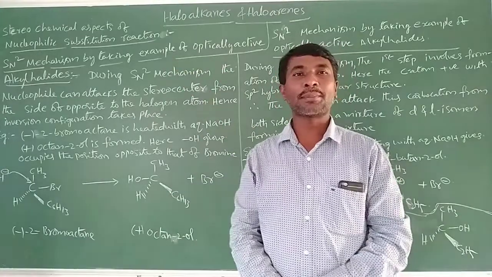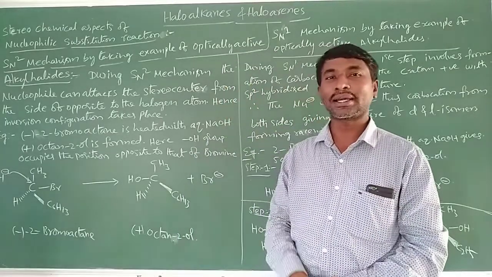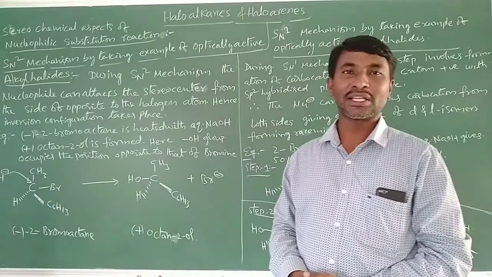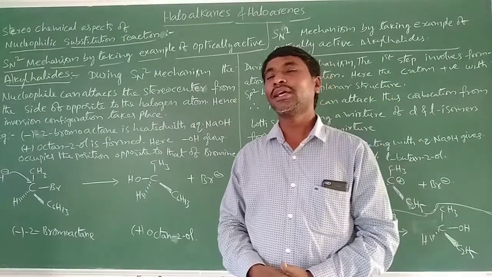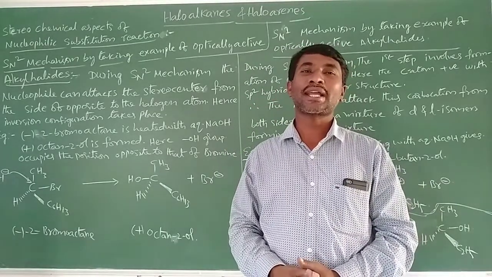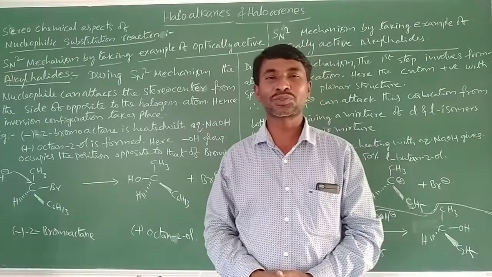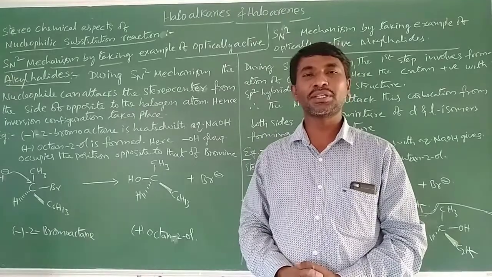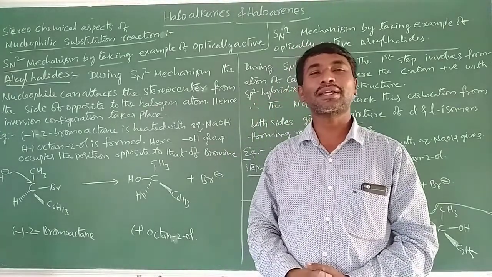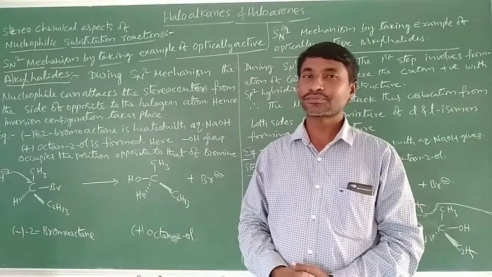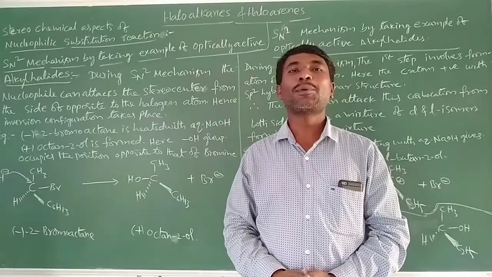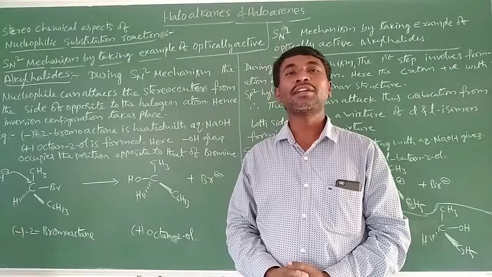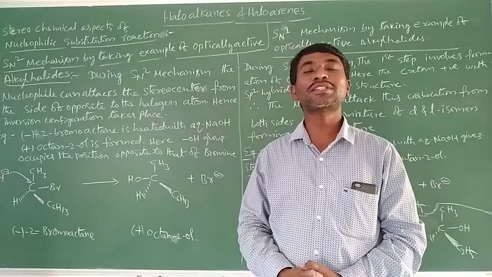Taking the example of optically active alkyl halides, alkyl halides undergo SN2 and SN1 reactions. The SN2 reaction is a mechanism that undergoes only a single step. During the SN2 mechanism, the nucleophile can attack the stereocenter from the side opposite to the halide atom. So that gives the inversion product, that is, inversion of configuration.